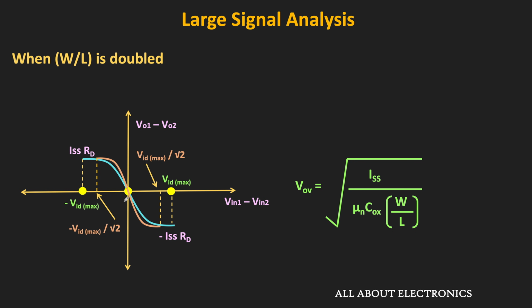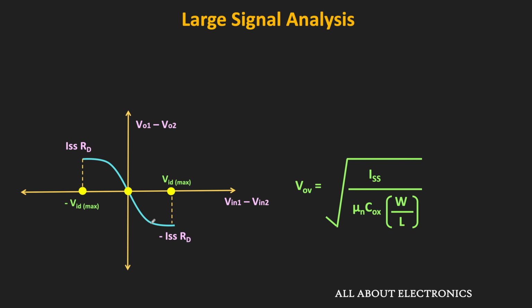But on the positive side, since the slope of the curve has increased, the gain of the circuit will also increase. Because if you see, the slope of this input-output characteristic basically represents the gain. That means for the given differential input, how much differential output we can get. That means as the W by L ratio increases, the linear region reduces, but the gain of the circuit will increase.